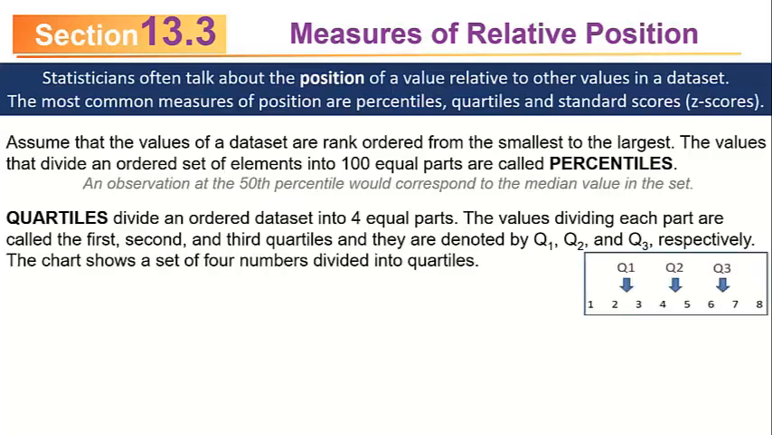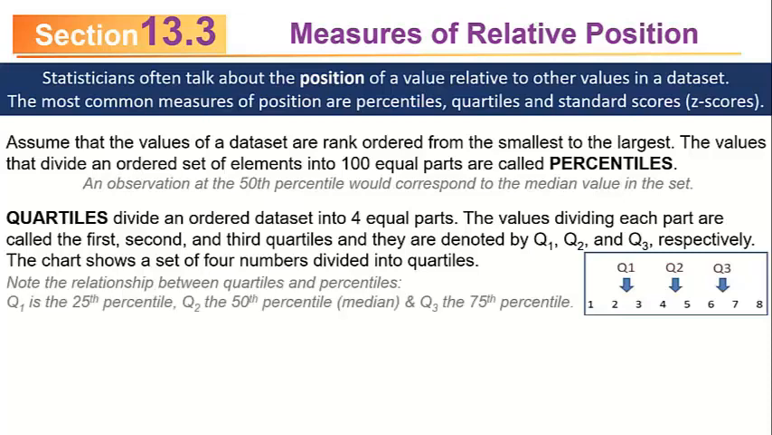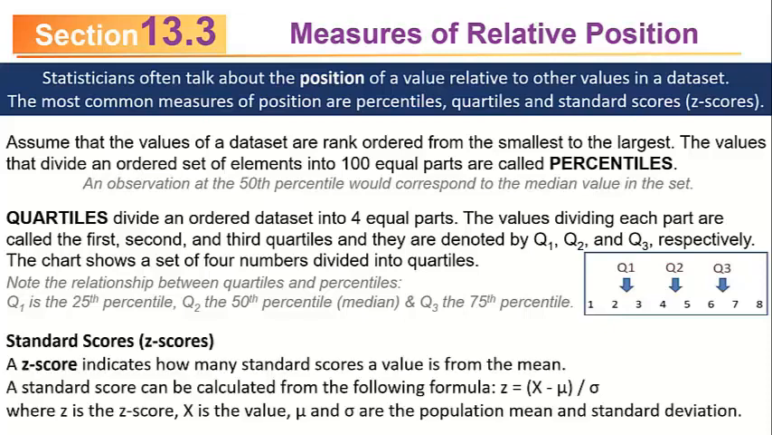The chart displayed here shows a set of 4 numbers divided into quartiles. Notice that Q2 is the median, Q1 is the median of the values less than Q2, and Q3 is the median of the values bigger than Q2. Note the relationship between quartiles and percentiles. Q sub 1 is the 25th percentile. Q sub 2 is the 50th percentile, which is also called the median, and Q sub 3 is the 75th percentile. Standard scores are z-scores.